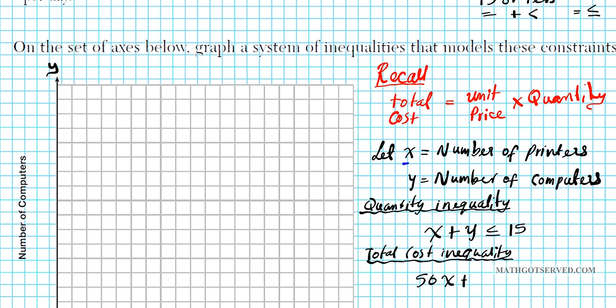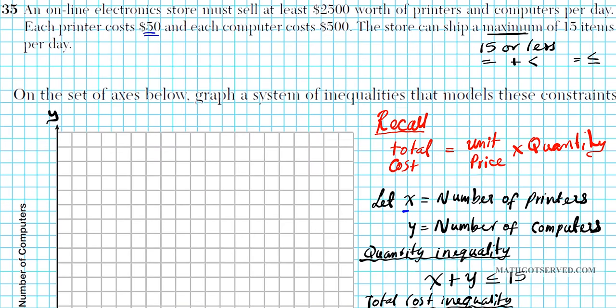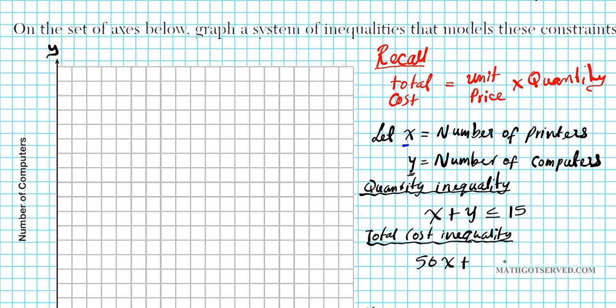Do you see what the total cost of computers is going to be? The unit price is 500 and the quantity is Y. So you just multiply. Remember the formula, unit price times quantity tells you the total cost. So the total cost for computers is 500y, sorry about that, 500y, because y is the number of computers.